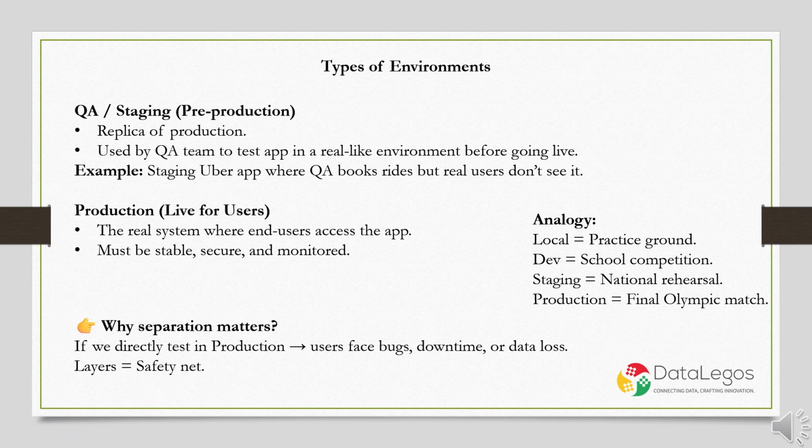Production environment. Finally, we have production. This is the live system that real users interact with. Because it's customer-facing, it must always be stable, secure, and carefully monitored. In short, local is the playground, dev is the team practice, staging is the final rehearsal, and production is the Olympic match.